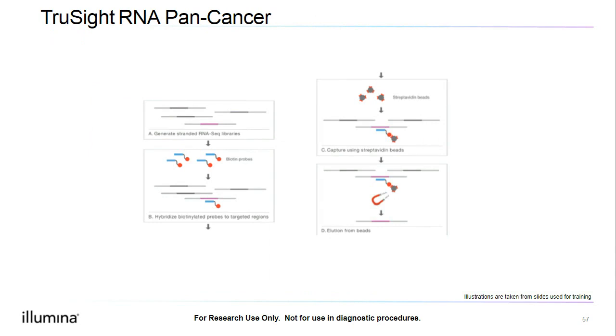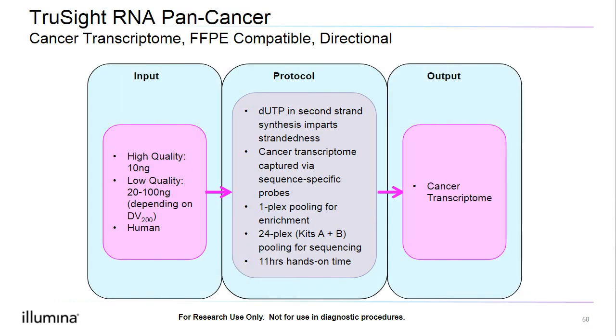Now, the TruSight Pan-Cancer workflow may look familiar as it's the same workflow as RNA exome, where we bind target sequences with biotinylated probes and capture them using streptavidin beads. Instead of probes for the whole transcriptome, we have probes that are targeted against cancer-related RNA transcripts. The input is the same as with RNA exome, but the output is different as we are now targeting cancer-specific transcripts.